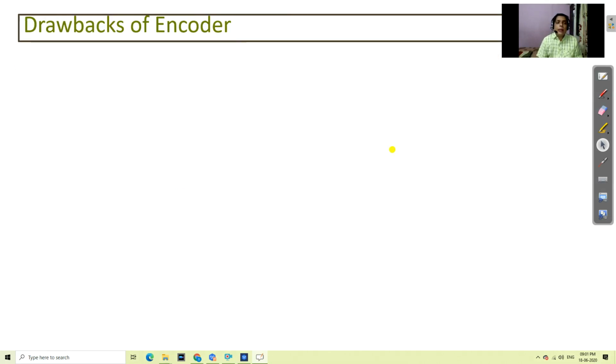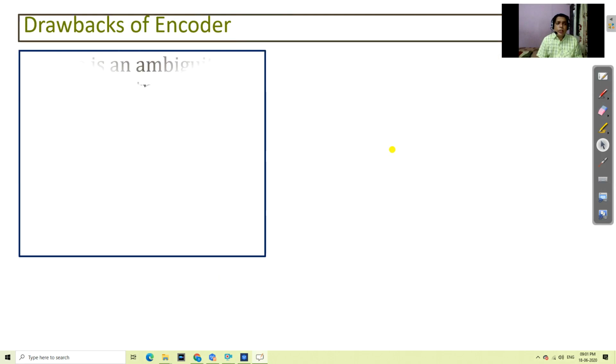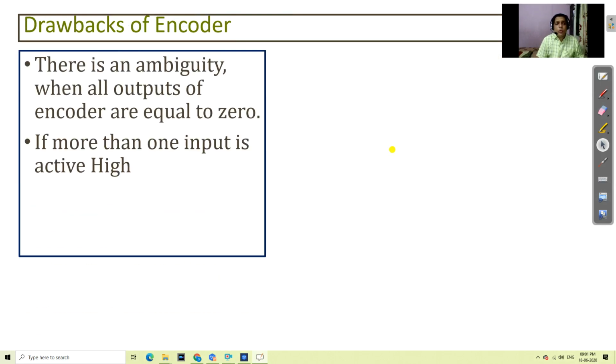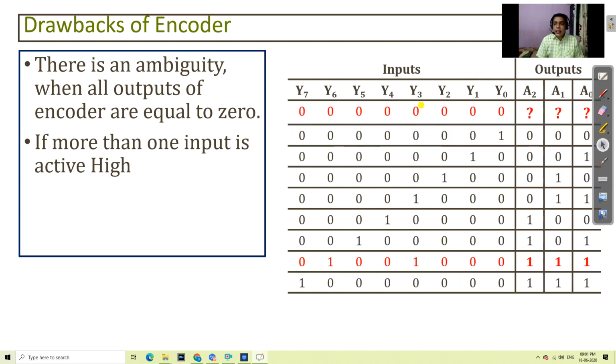So I can say that this is one of the drawbacks: there is ambiguity when all outputs of the encoder are equal to 0. If more than one input is active high, again this is the problem. If any two inputs are high simultaneously, then what is the corresponding output? That is the problem. So let us discuss. When all inputs are 0, what is the corresponding output?